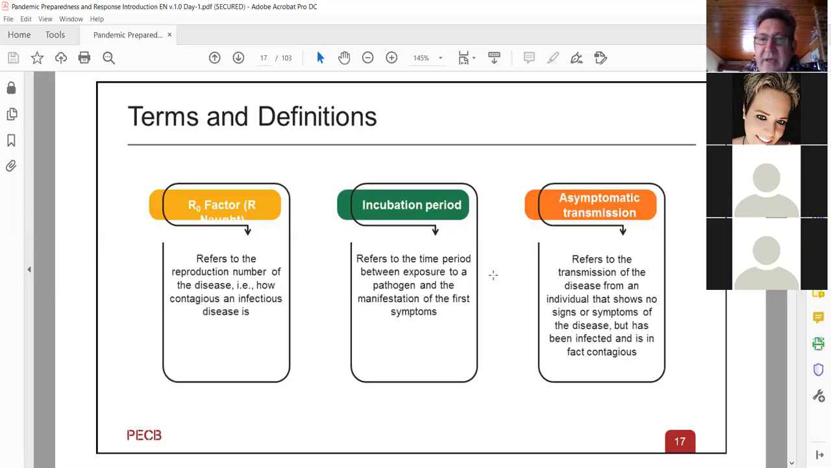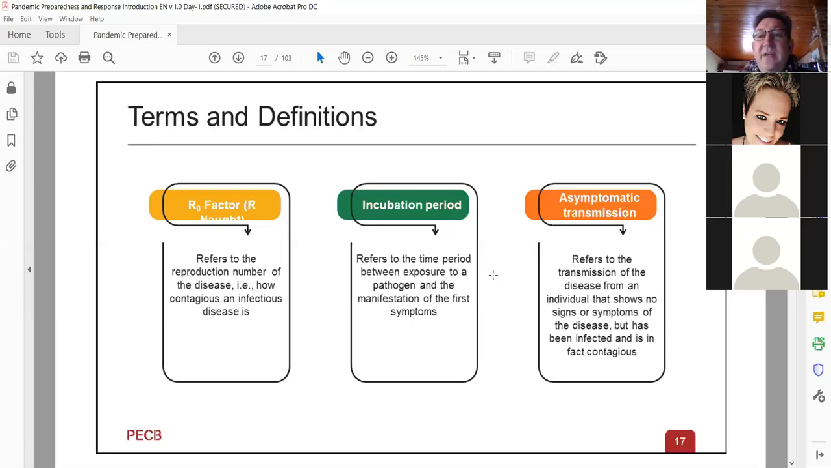Incubation period, we are speaking here of the time period between exposure to a pathogen and the manifestation of the first symptoms. Now, if you're looking at COVID-19, this is why people were quarantined, or self-quarantined, for 14 days, because the moment that you are exposed to the virus, within about 5 to 7 days, you start to show symptoms, and then you start to be sick. So the reason for the 14 days is to make sure that if you didn't show any symptoms within those 14 days, you are fairly safe, because it should have been within the 5 to 7 day period where you showed some symptoms.